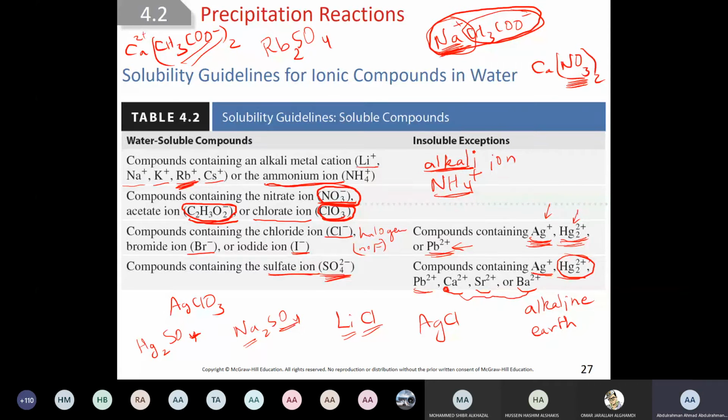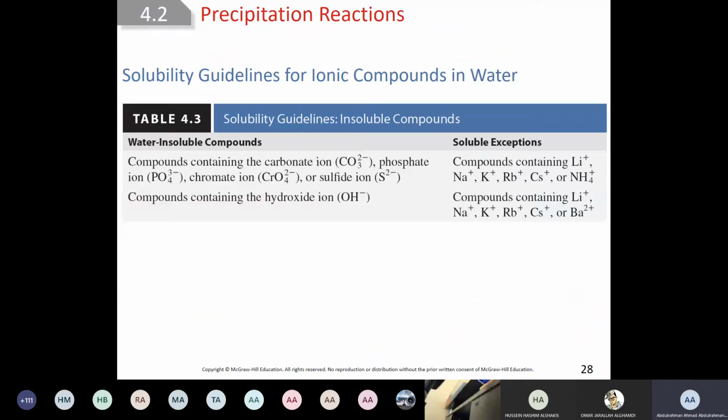I hope so. Now, these are water soluble. All of these are going to dissolve in water, and these are the insoluble exceptions. Clear? You have to sit down and memorize this table very well. Now, on the other hand, in this table, these are insoluble in water, compounds that will not dissolve in water, and these are exceptions.